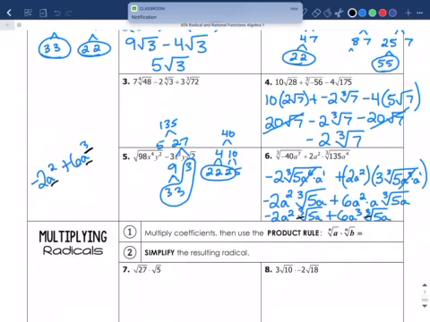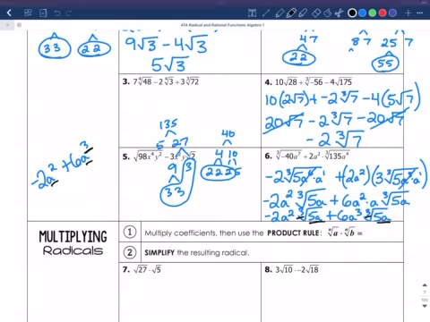Yes, we do have the same index. Yes, we do have the same radicand, but our variable before that does not have the same exponent. So we are completely finished here. Combining like terms, you have to have the same variable, the same exponent, the same index, and the same radicand.